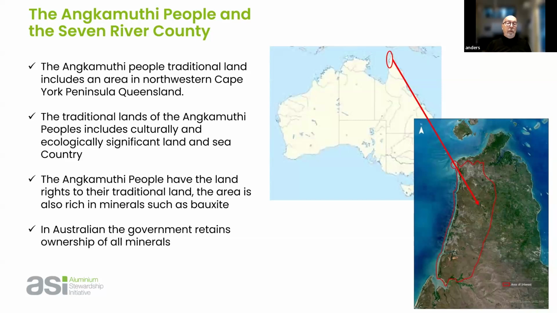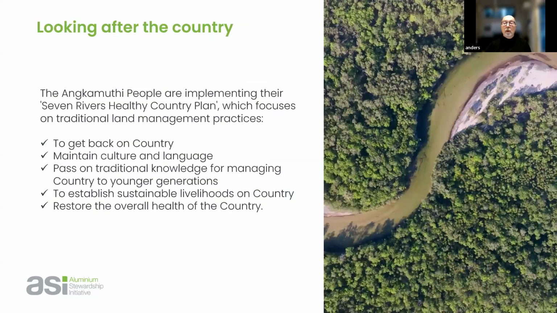The Angamuthi people have the land rights to the traditional land. The area is also rich in minerals such as bauxite. In Australian legislation, the government retains ownership of all minerals. The Angamuthi people feel that their traditional land is subject to increased interest, not least from mining.